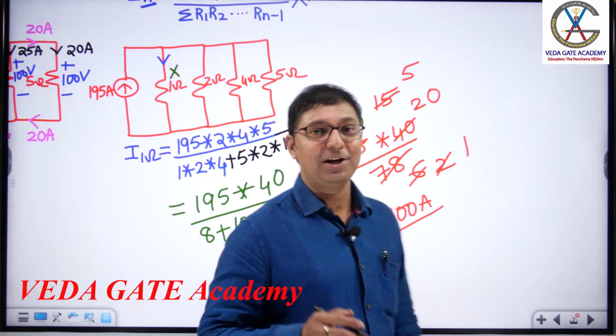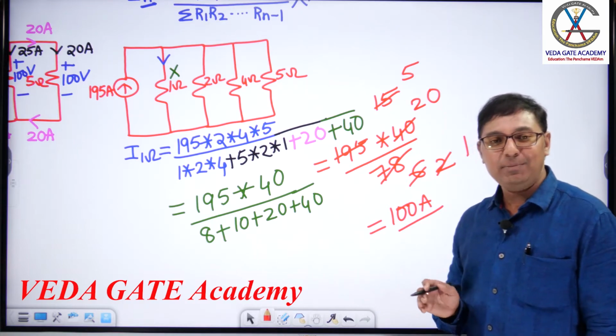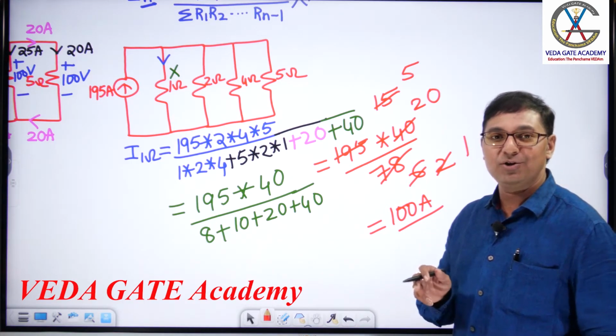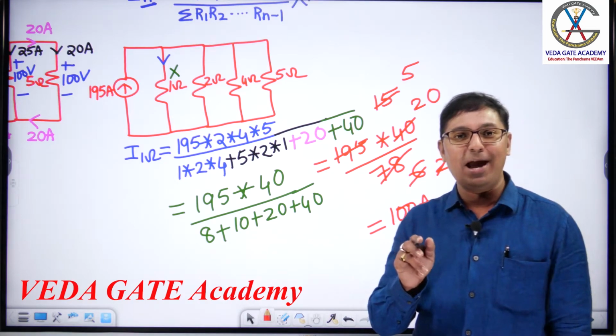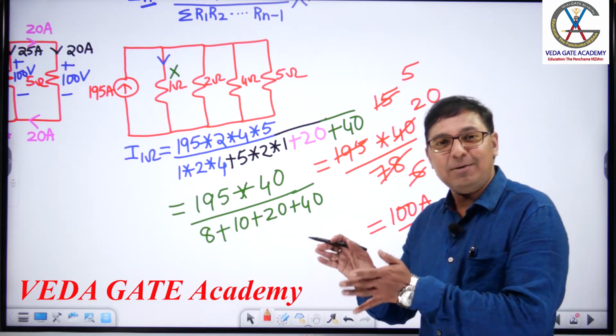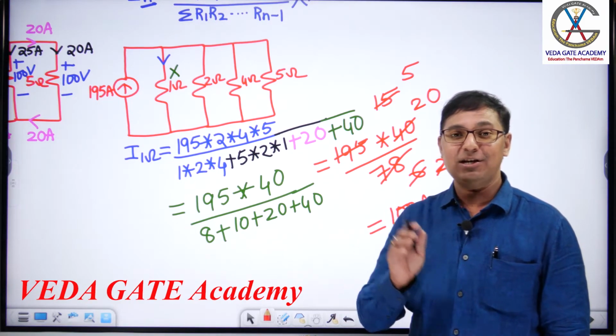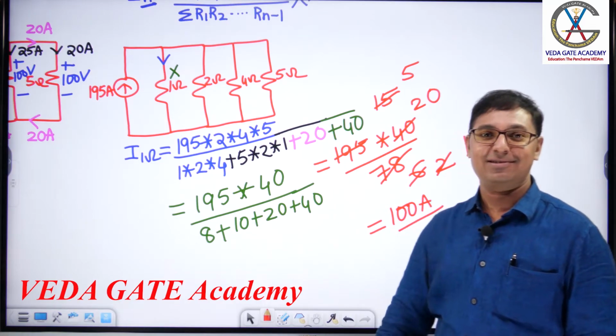This is how we can apply current division. Now you tell me, can I use the statement total current into opposite resistance? No, I should not use that statement. What statement should I use? If I want current in the nth branch, total current into the product of the remaining resistors except that branch resistance, divided by the denominator, sum of product of n minus 1 resistors.